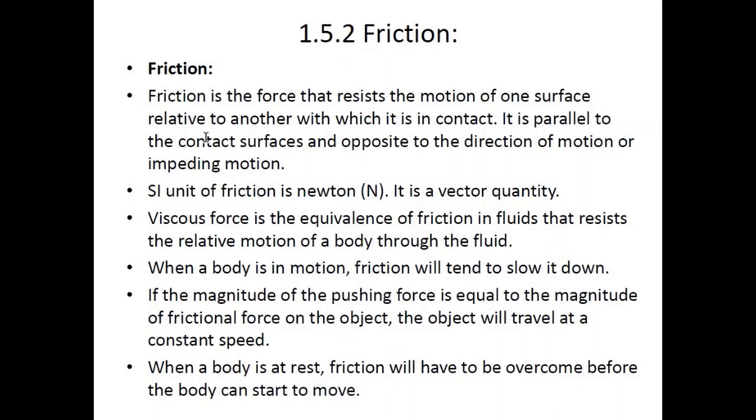So what exactly is friction? Friction is the force that resists the motion of one surface relative to another. In simple terms, friction is a resistive force that opposes motion, and it is always parallel to the contact surfaces, and it is always opposite to the direction of motion. The SI unit of friction is also Newton because it is a type of force. All forces have the same unit, that is Newton, and it is a vector quantity.